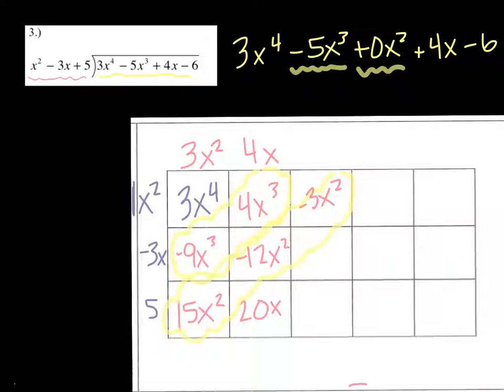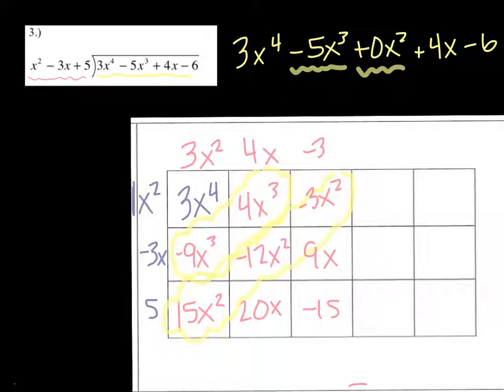1x squared times what gets you to negative 3x squared? So 1 times what is negative 3. X squared times x what gets you x squared? You already have it. You don't need any x's. Multiply straight down. Negative 3 times negative 3x is positive 9x, and negative 3 times 5 is negative 15.